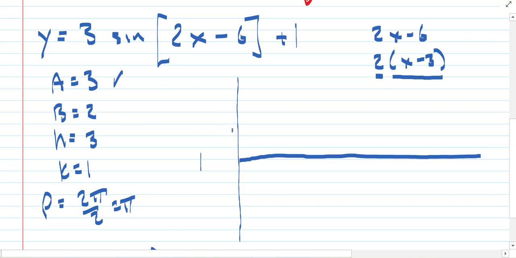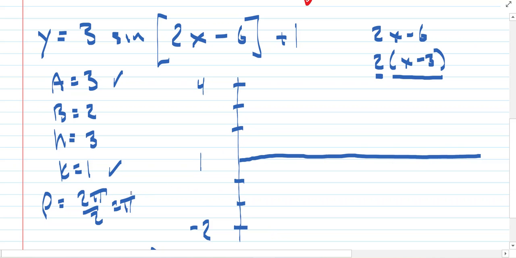Now my amplitude is 3. So from there I'm going up 1, 2, 3 units. So that would be 2, 3, 4. And I'm going down 1, 2, 3 units. So that would be 0, -1, -2. So I've just used the amplitude, and I have used K in order to label this vertical line, which again is not the y-axis. Now let's label the horizontal axis.